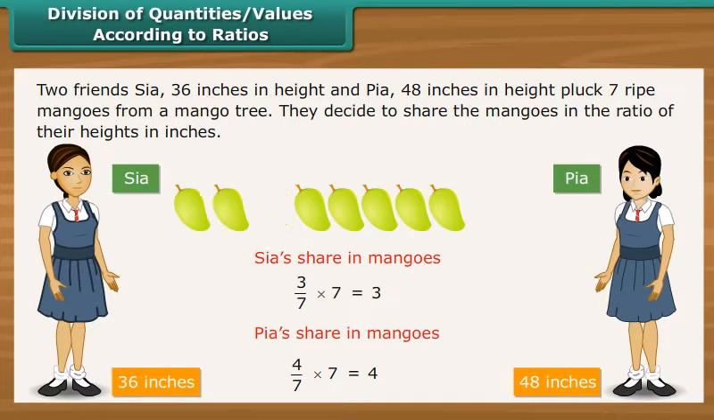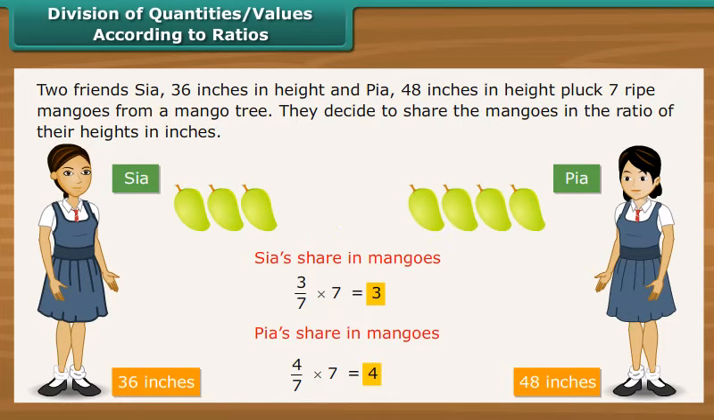Sia gets 3 out of 7 mangoes. Pia gets 4 out of 7 mangoes.